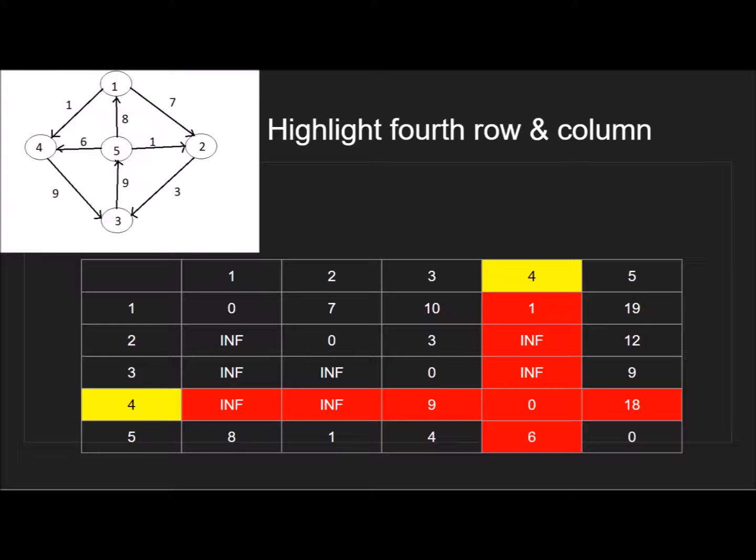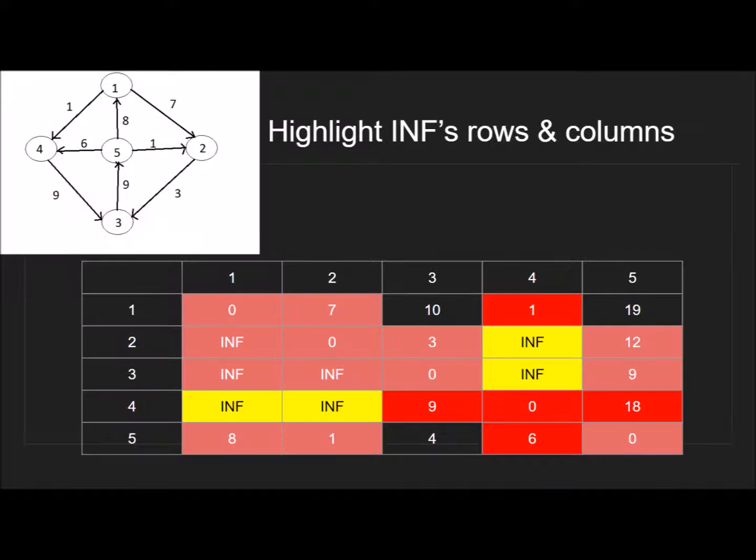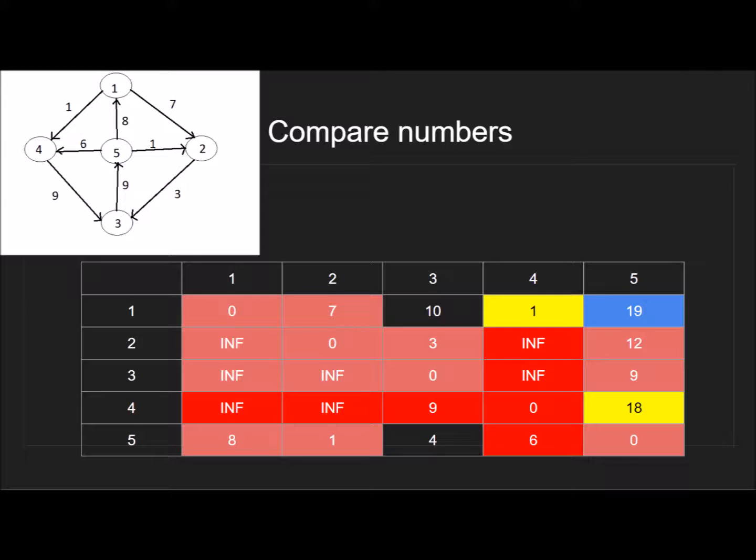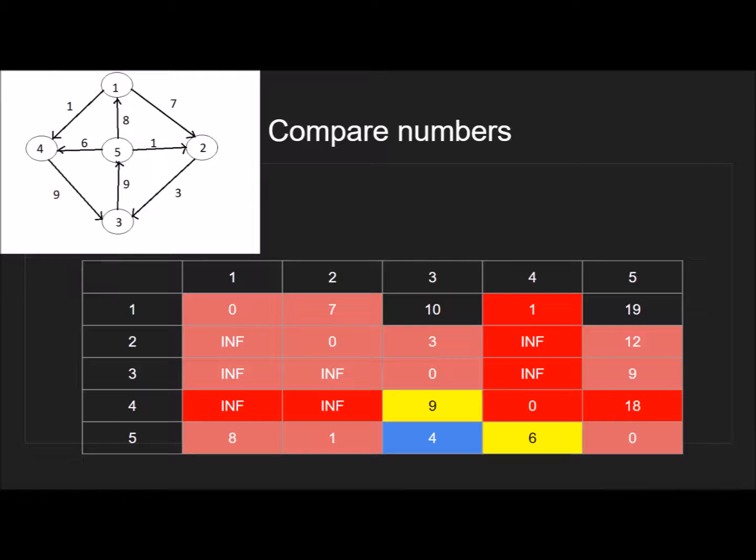Freeze the fourth row and column. Now freeze any row and column that is connected to an INF on the main freeze. Because 10 is not in a row with an INF, it will be compared to 1 and 9. Because 10 is equal to 10, it will not be changed. Once again, because it is not in a row or column with an INF, 19 will be compared to 18 plus 1. Because 19 equals 19, it will not be changed. And finally, because 4 is not in a row or column with an INF, it will be compared to 6 plus 9. Because 4 is lesser than 15, it will not be changed.